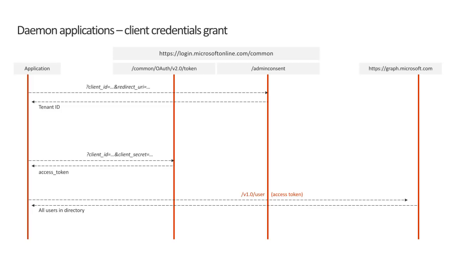Now, once that's done, the application can, without user involvement, go straight to the token endpoint and request an access token by passing in a client ID and its secret. You can think of this as almost like a username and password, but for an app, we call them client IDs and client secrets. That's going to get the access token, and then I can use that access token to make the call over to the Microsoft Graph.